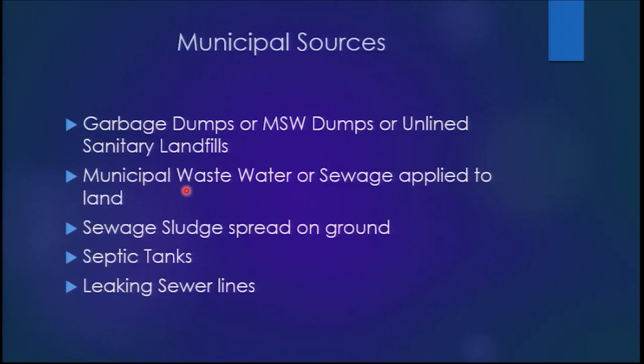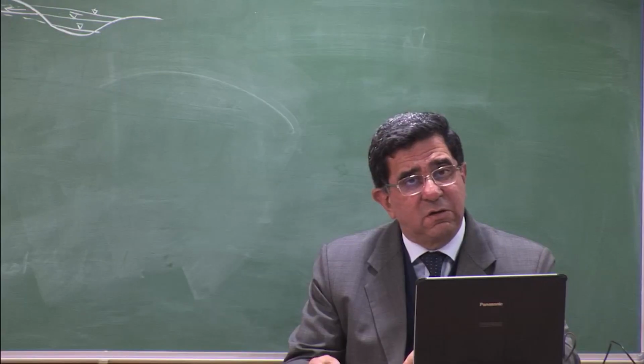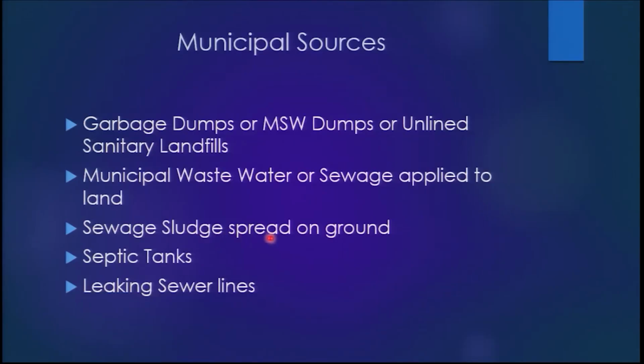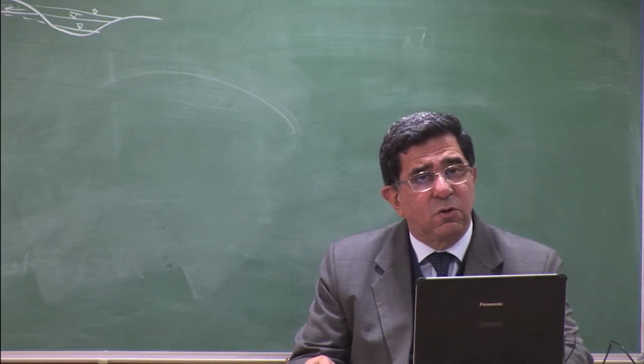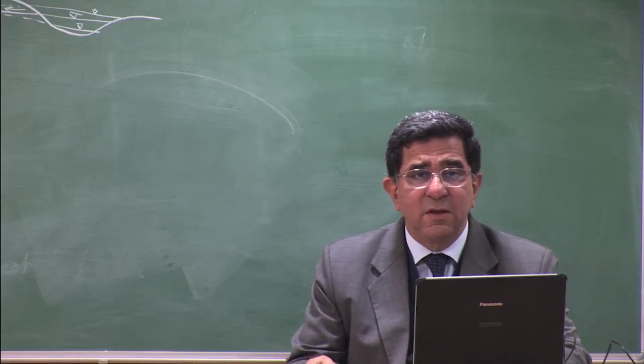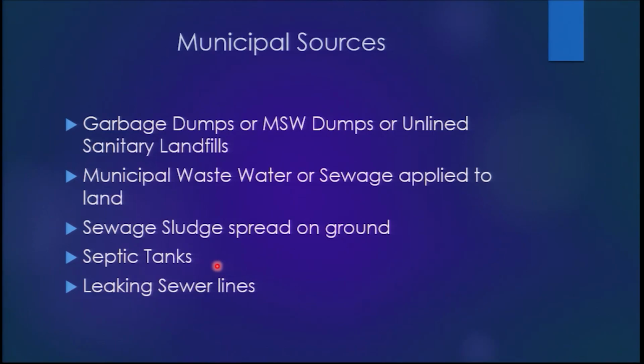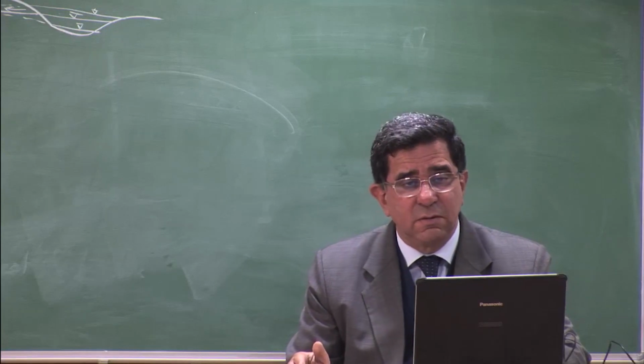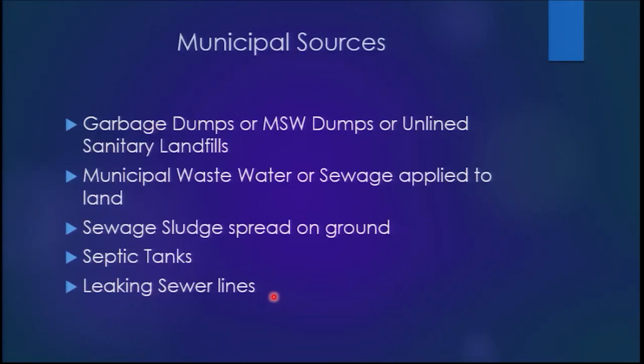Sometimes municipal wastewater or sewage is applied to the land. This also can cause subsurface contamination, or the sewage sludge coming out of the sewage treatment plant is also spread on the ground. So these are also sources of subsurface contamination. Septic tanks, where the sewerage system has not been developed, we are cleaning them every once so often, but they are also a source, and leaking sewer lines.